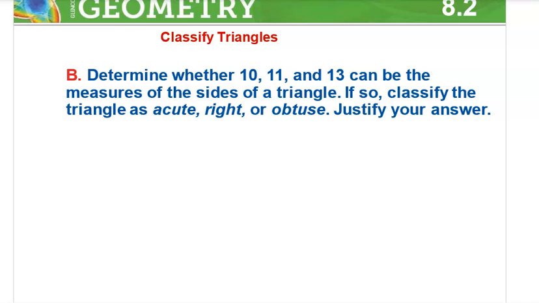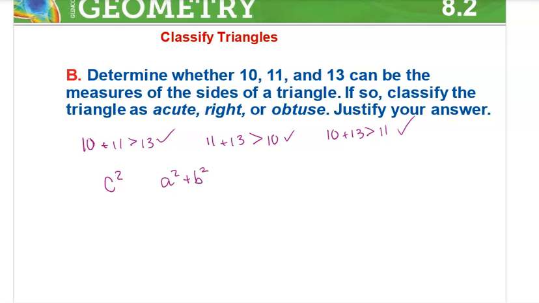First thing is check to see if it can make a triangle. So 10 plus 11, is that greater than 13? Yes, it is. Is 11 plus 13 greater than the third side? Yes, it is. Is 10 plus 13 greater than the third side? Yes, it is. Definitely makes a triangle. So now we're going to classify it as acute, right, or obtuse. So I'm going to start with c squared and see if it's greater than, less than, or equal to a squared plus b squared. So c squared is always the biggest one. So 13 squared. Is that greater than, less than, or equal to 10 squared plus 11 squared?